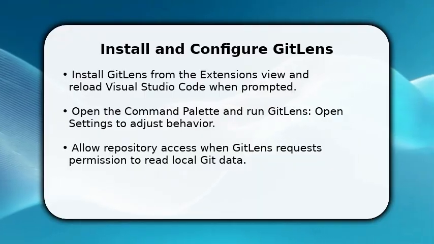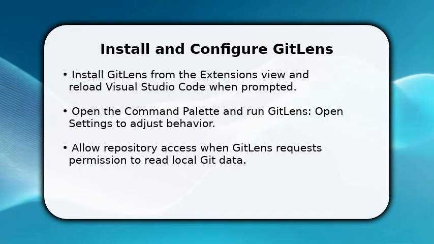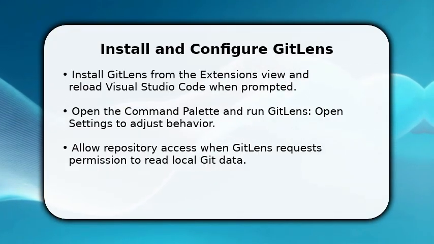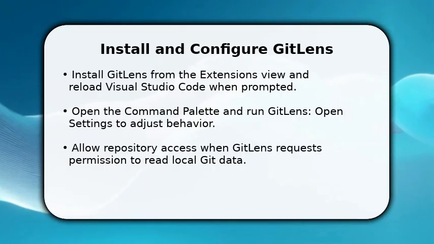Start by installing GitLens from the Extensions view and reload Visual Studio Code when prompted. After reload, open the command palette and run GitLens. Open Settings to adjust behavior and display options.